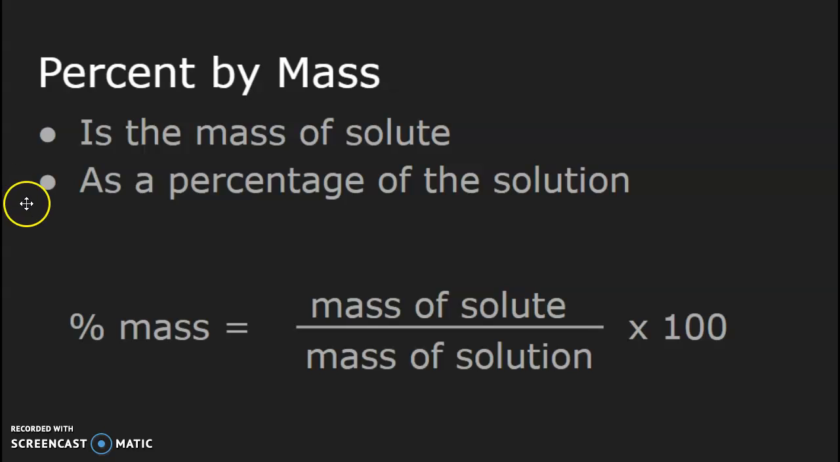It is the mass of solute expressed as a percentage of the mass of the entire solution. The formula that's shown here, percent mass, is equal to the mass of solute divided by the mass of the solution times 100%. This is shown for you on table T of your chemistry reference tables. This works out to be a straightforward percentage type problem, but there are, of course, a couple of twists that we can throw along.